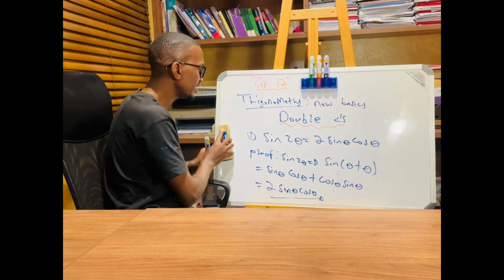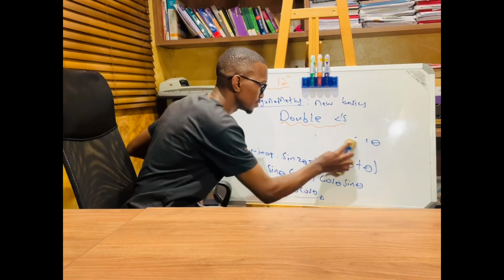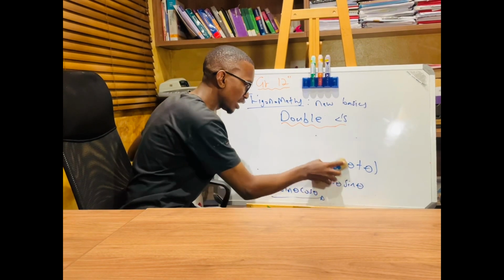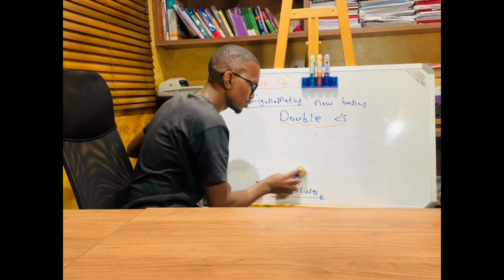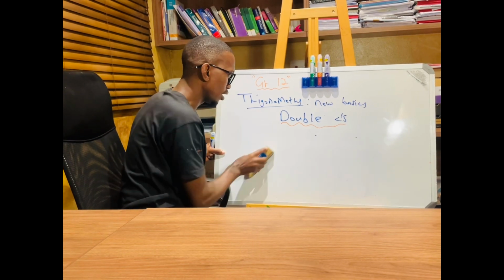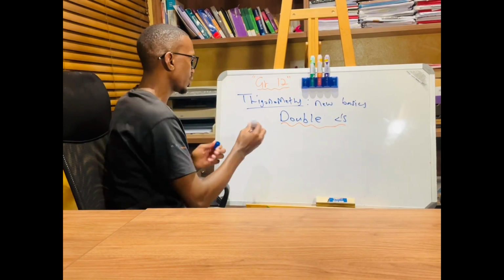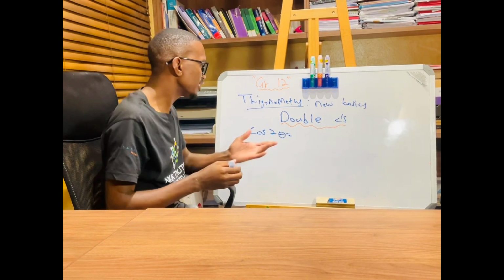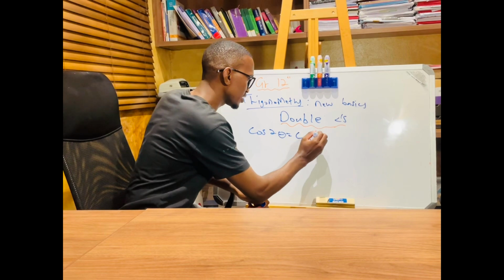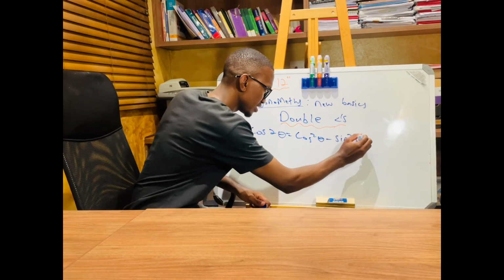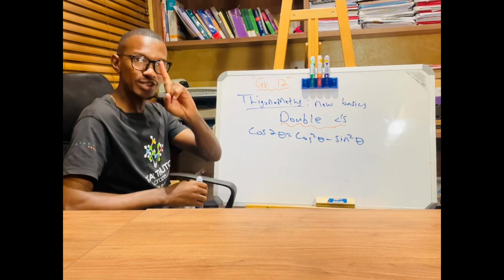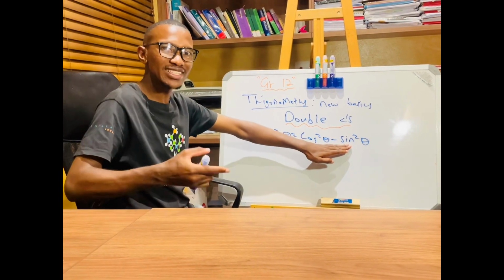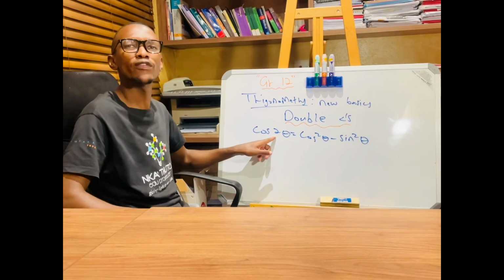Then let's move on to the next one. This one is the double angle of cos, which is the last one, and I hope it's going to help you guys. This one says cos 2 theta. It's a double angle of cos. Now check it out: this one equals cos squared theta minus sine squared theta. That's the first formula. If you see cos squared theta minus sine squared theta, you must know that this is the double angle of cos, cos 2 theta.